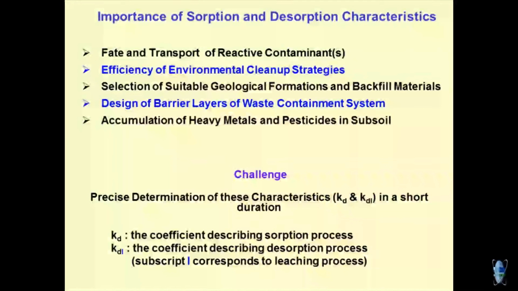Design of barriers, I think we have discussed enough of the waste containment system. Accumulation of heavy metals and pesticides in subsoils. So, soils which are heavily contaminated because of fertilization, because of insecticides which are being used in agricultural practices, they have to be decontaminated. I think I gave you one good example in the beginning of the course. In most of the parts of Punjab, Haryana, the soils are heavily contaminated. So, how would you decontaminate them? Create a strategy. So, you will be the number one consultant in this subject.